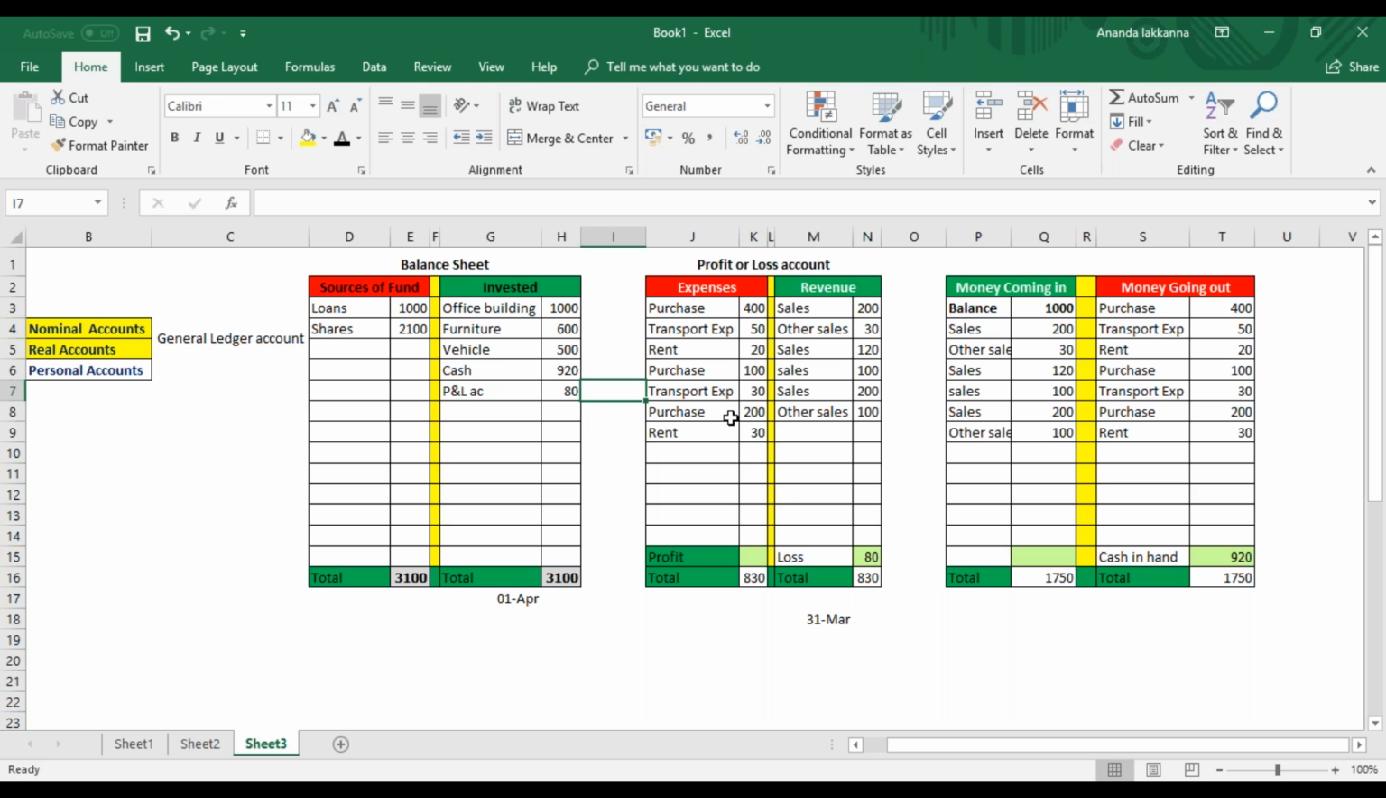Also, nominal accounts are nothing but P&L accounts, and real accounts are nothing but balance sheet accounts. When you are making any entries, you first have to decide what type of amount or what type of transaction it is. For example, you come here.